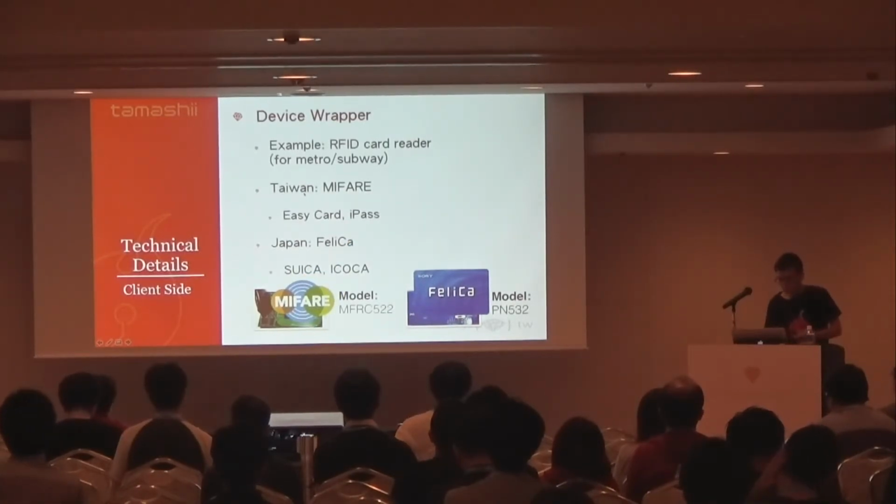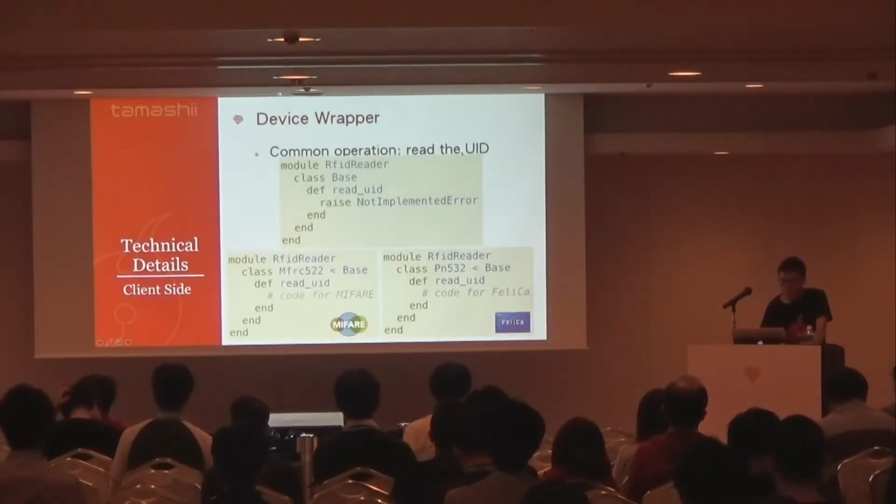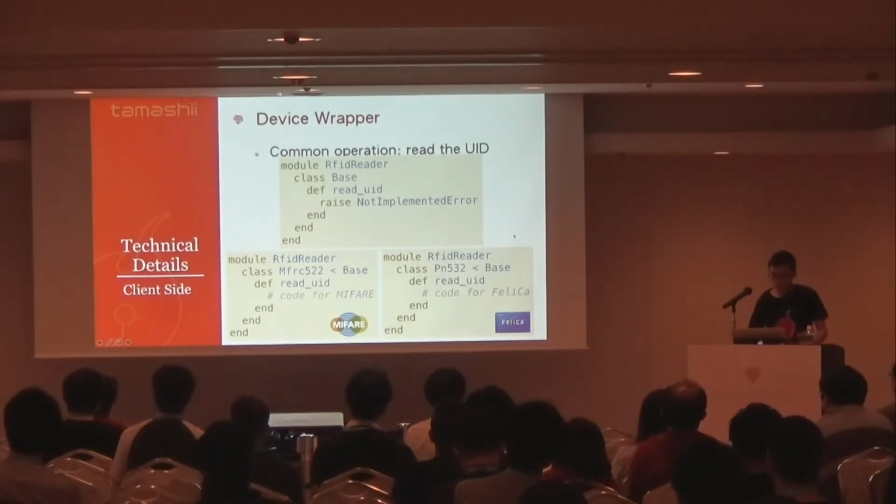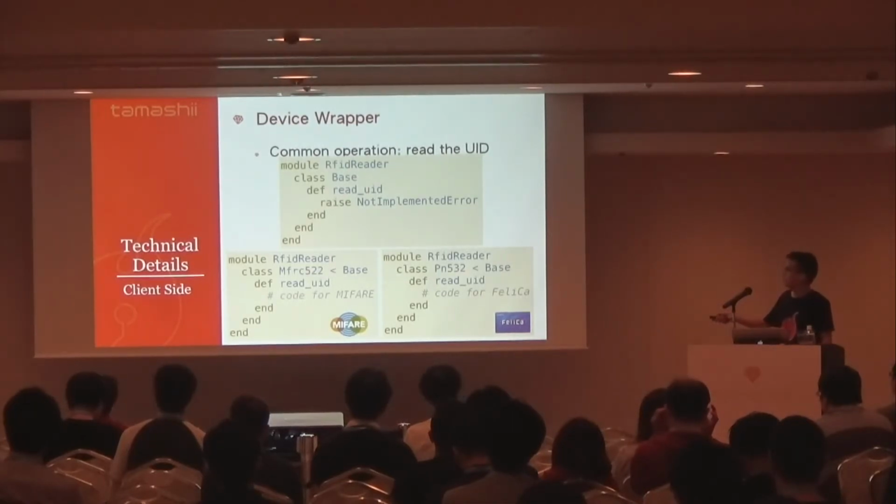So, different cards may have different protocols and different operations. We want to find some common operations in both systems. There's an example here. We know that both systems have an operation called read UID. We hope to implement a complete Ruby object model to handle both systems, like the following code here. We hope to define a unified interface, RFID reader, to handle both PN532 and MFRC522 for the two different cards.